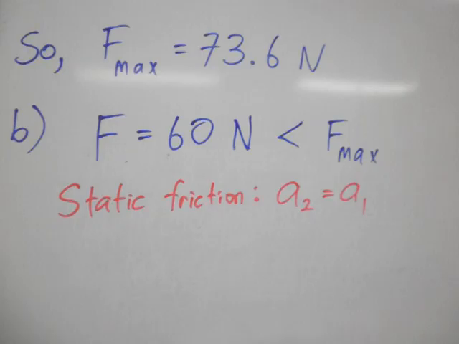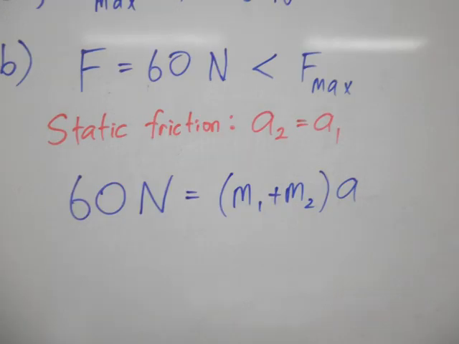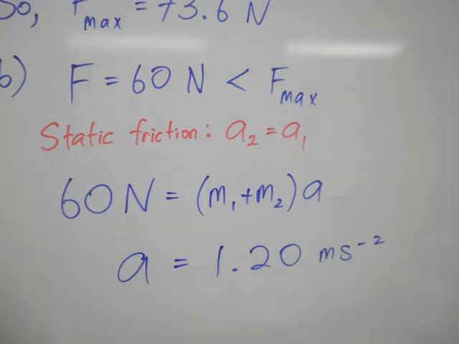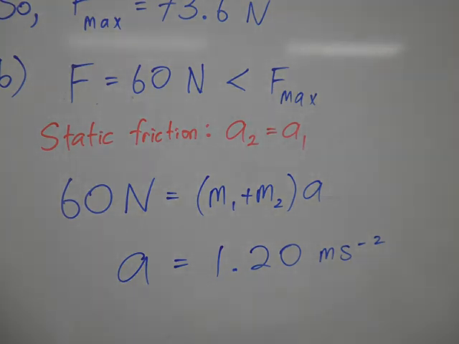Finally, in part B, the applied force is smaller than the maximum threshold for static friction. So static friction is occurring and both blocks are moving with the same acceleration. So we can treat the two blocks as moving together as one overall mass, m1 plus m2. And finally, the acceleration is 1.20 meters per second squared.